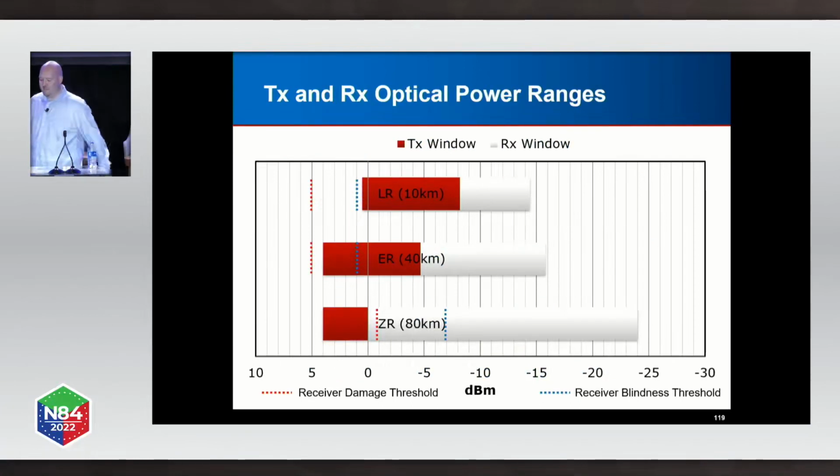So this is probably a 15-year-old slide from 10 gigs or something, but you can see that in LR, it's completely impossible. Even if you take a full power transmitter and plug it right into a receiver, you're way outside of anything. In a 40-kilometer optic, you can move into a point of saturation. You can move into a point where it doesn't work, but not damage. And then in a long reach ZR kind of optic, you can absolutely damage the optic.